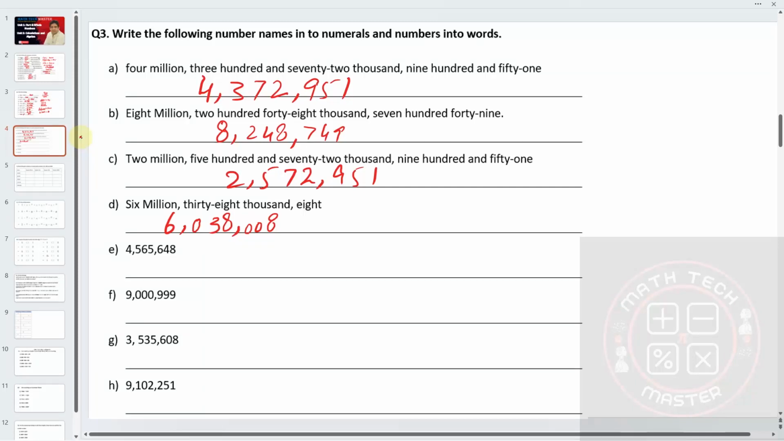Our next question, the numeral form is given, we have to change it into the number name. So we know the first one is 4,565,648. We always read the number in groups of 3. So in the same way we have to read our numbers in groups of three, in hundreds group form. So it will be 4,000,000.